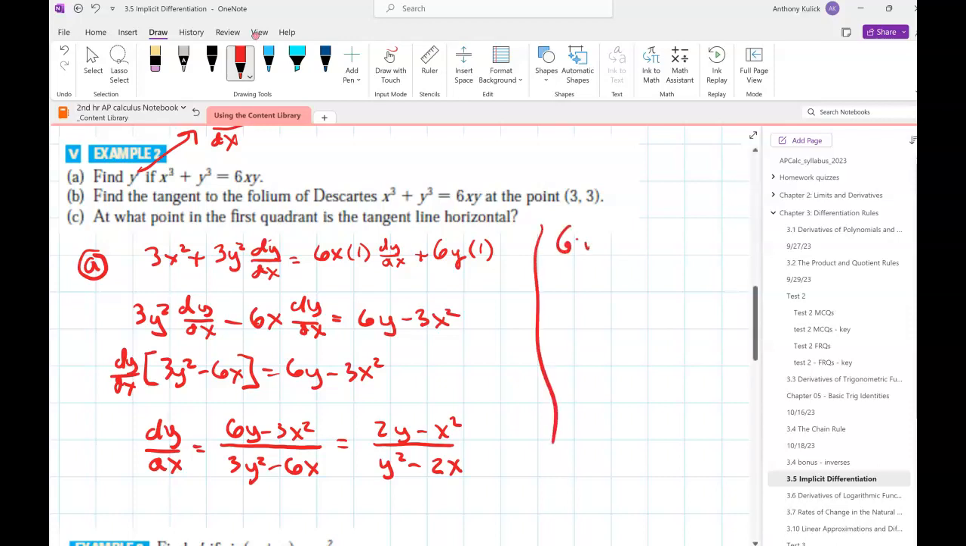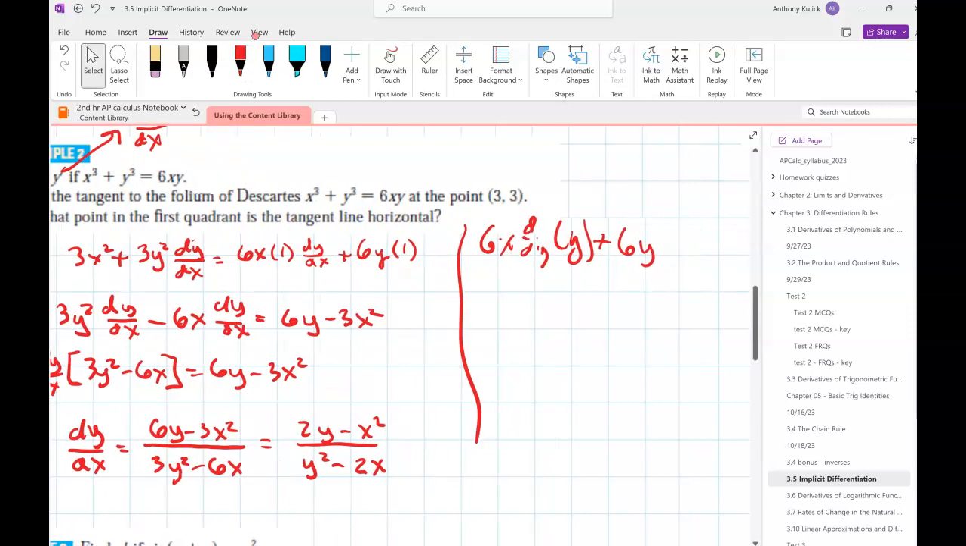Oh my goodness, all we did was this. We did the product rule. I did 6x times the derivative of y plus 6y times the derivative of x. That's all we did. Because the derivative of y and derivative of x were really easy derivatives to do, I just did them in my head. Is that okay? Okay.